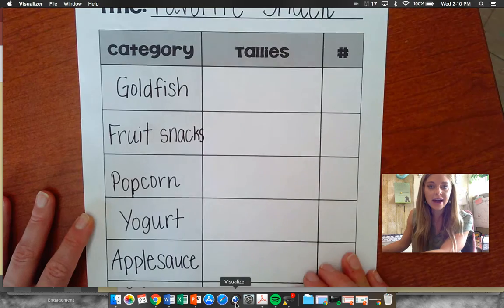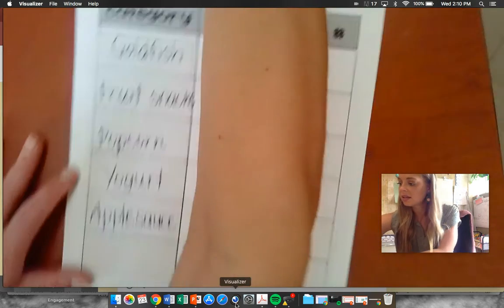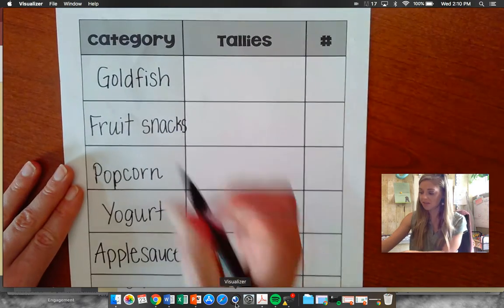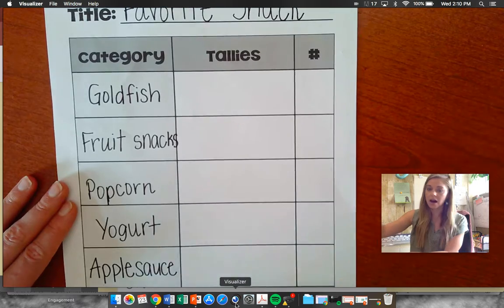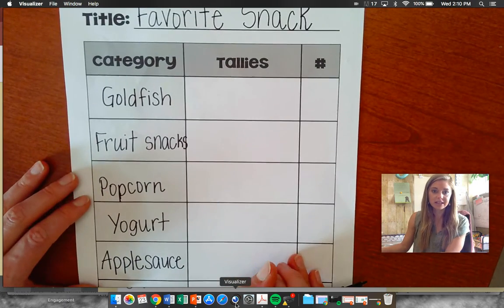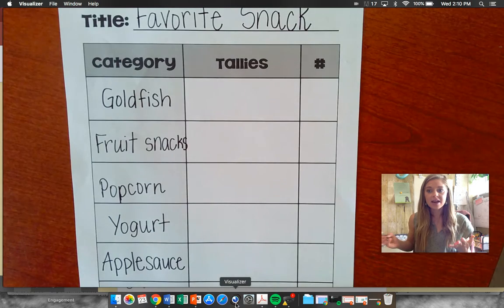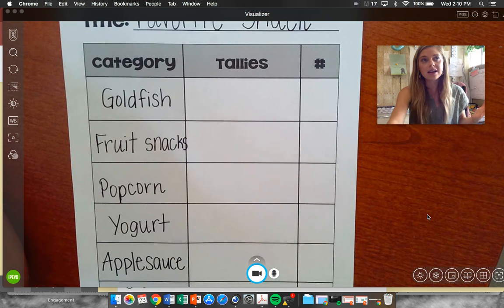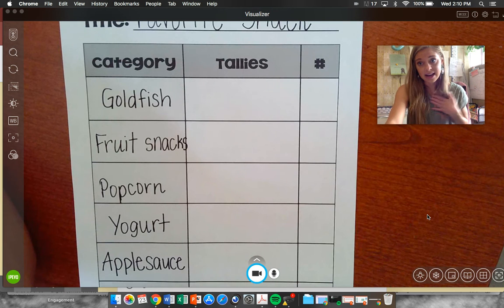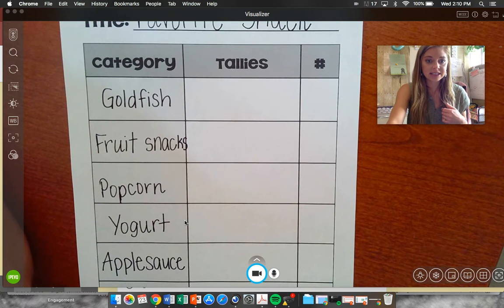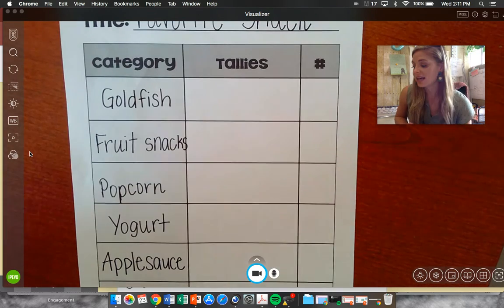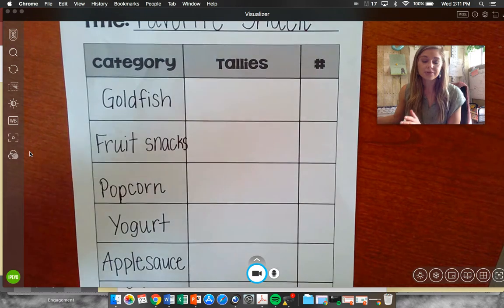All right, now when you have created your categories, which we just did, our categories are all of the different kinds of snacks. The next part is to do your tallies. Let's say that you were the one surveying all of the third grade students, like I did, and you gave them these options to choose their favorite snack, and they had to choose one. The next thing you have to do is organize your data by using tally marks.